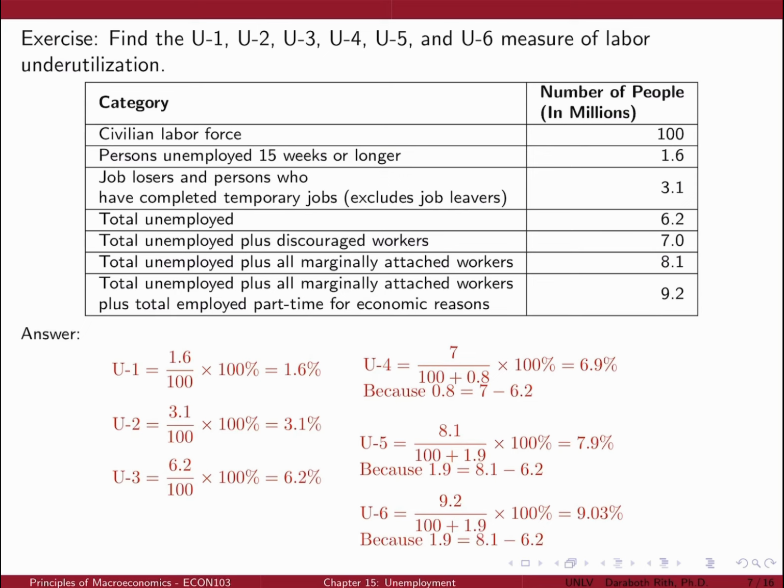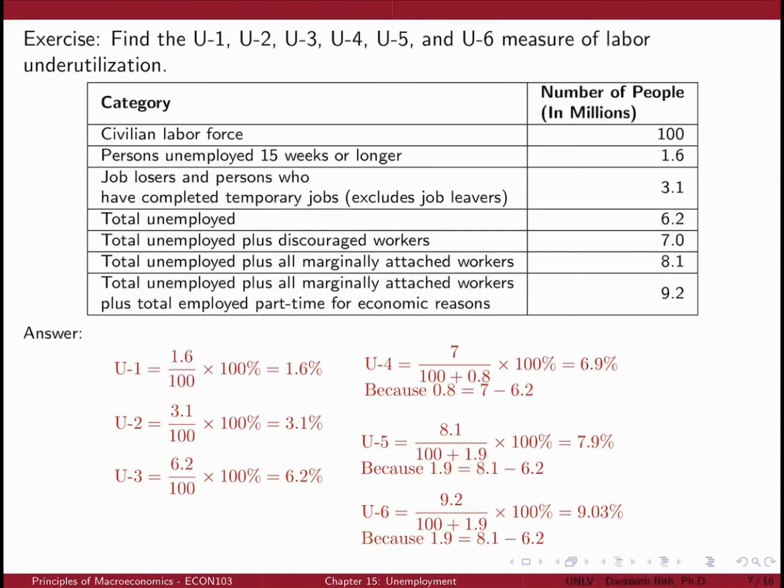U4, we take the number of unemployed plus discouraged workers divided by the number of civilian labor force plus discouraged workers. That is 7 divided by 100 plus 0.8 and times 100%, which equals 6.9%. Note that the number of discouraged workers comes from the total number of unemployed plus discouraged workers minus the total number of unemployed. That is 7 minus 6.2 equals 0.8.